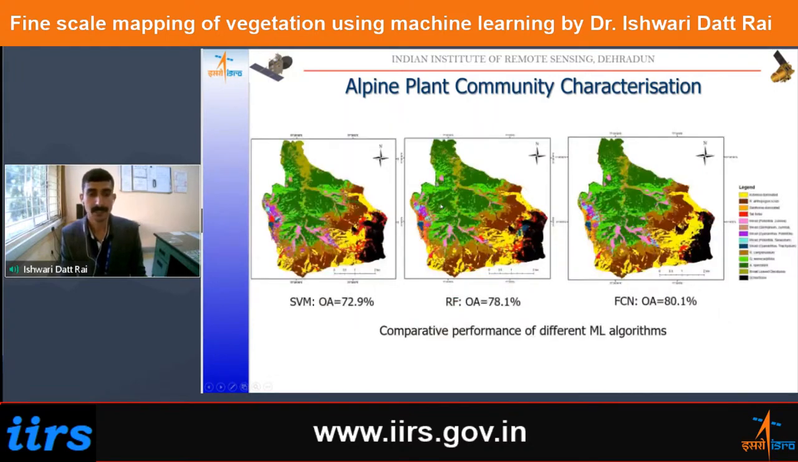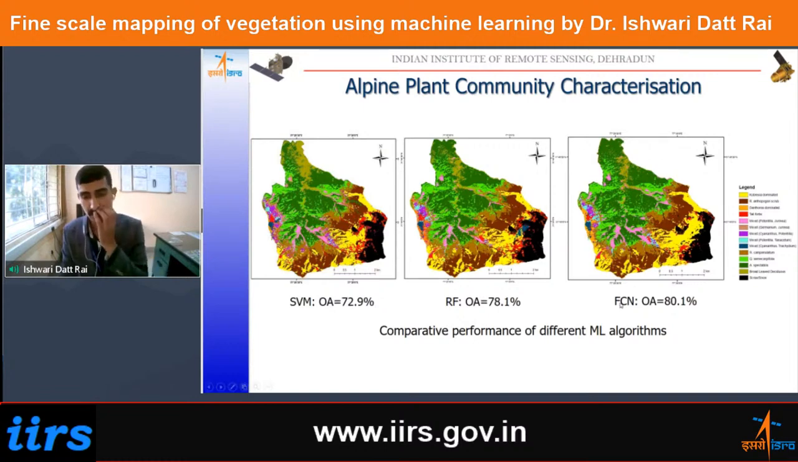So this is basically the output for the small area, and we also tested other machine learning algorithms like support vector machine or the deep learning, the fully convolutional neural network. So we compared how these different machine learning algorithms perform for a part of this alpine landscape.